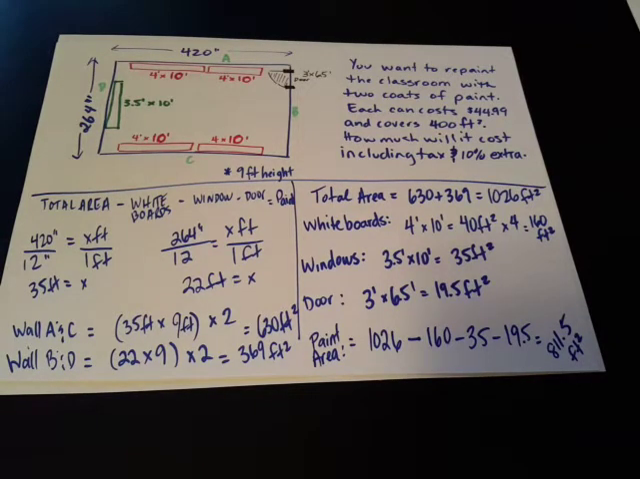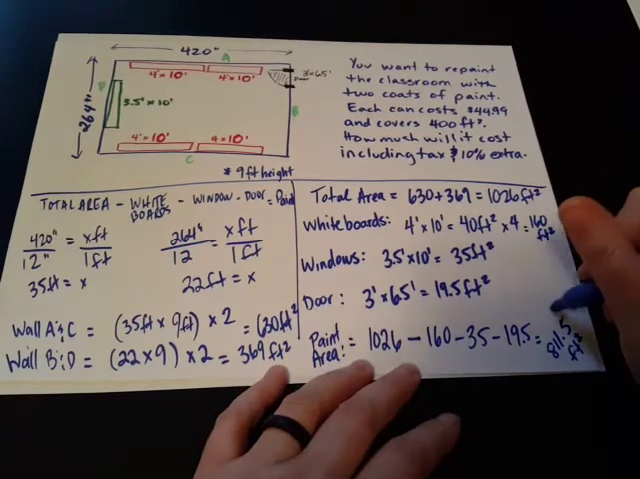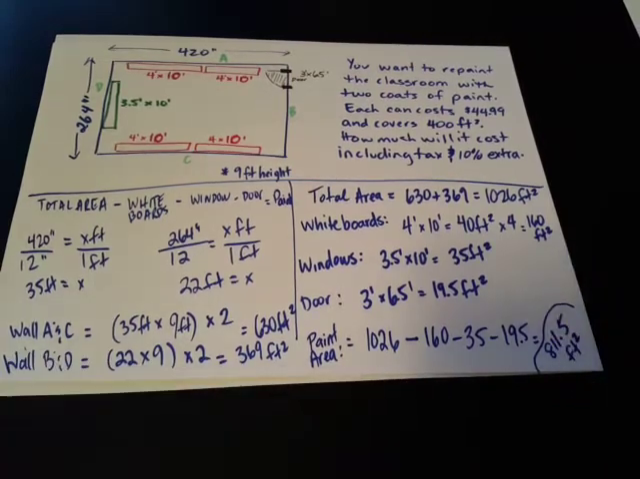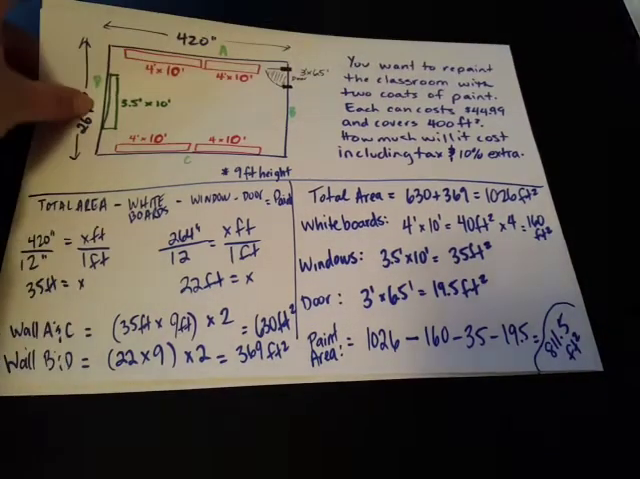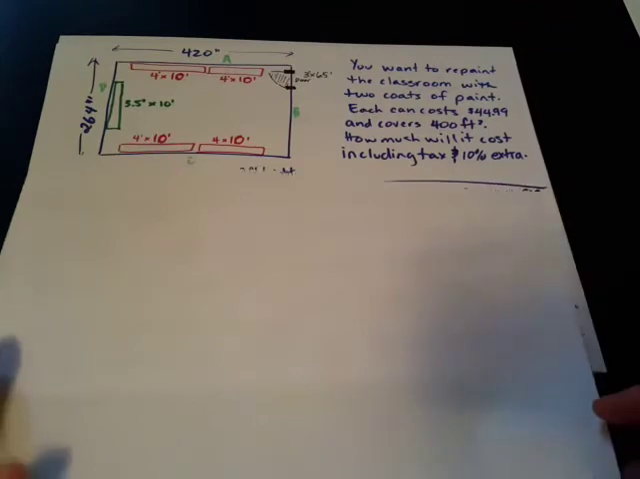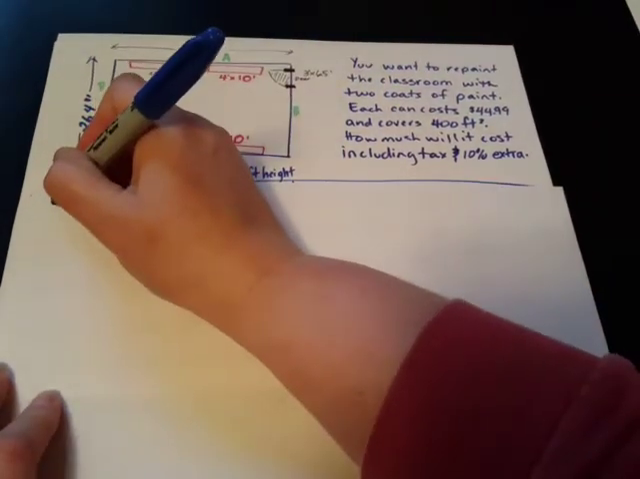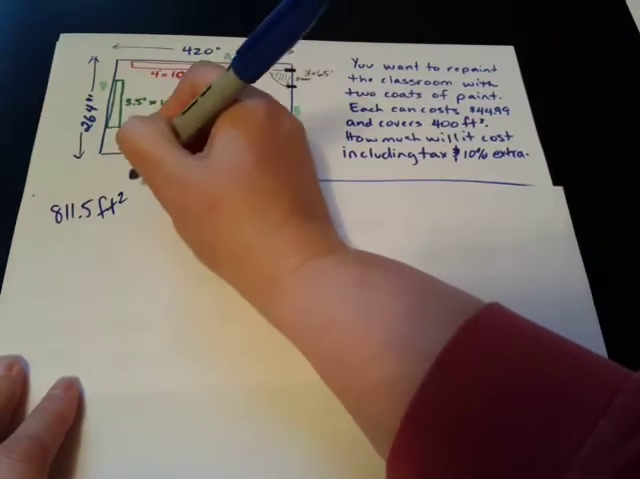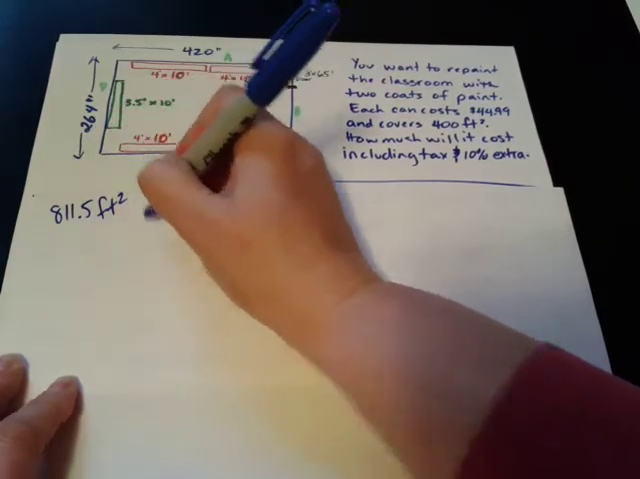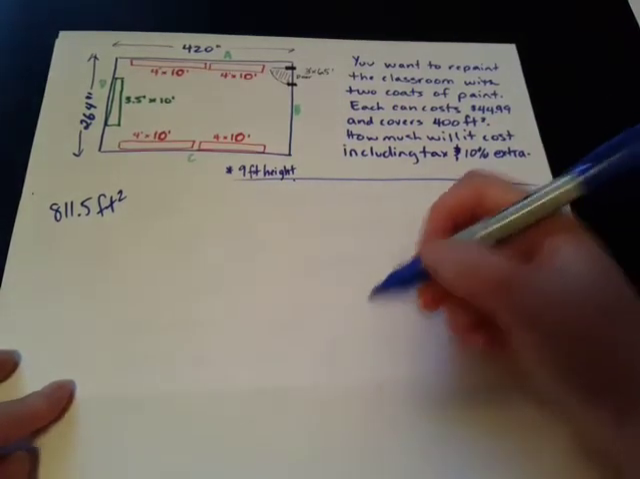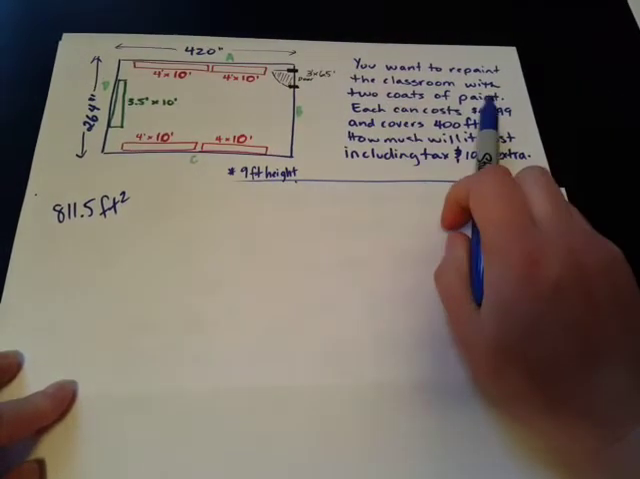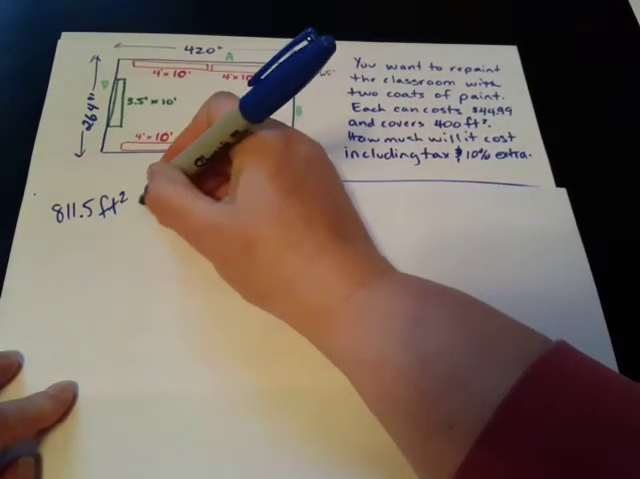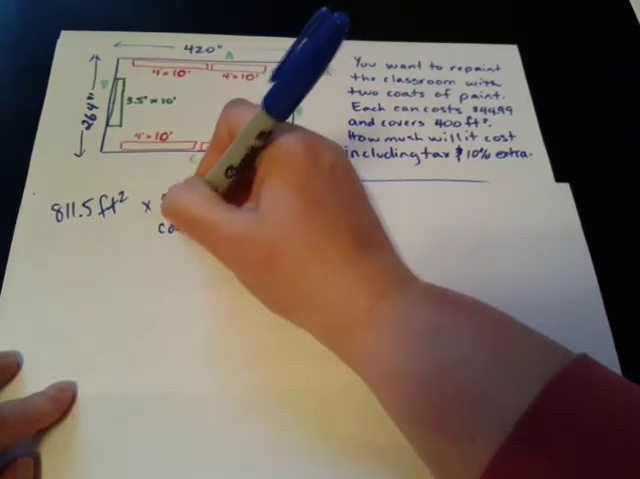So the amount of space that we need to paint is 811.5 square feet. I'm just going to move this guy over here. And in the question, it talks about us doing 2 coats of paint. So let's take that area and times that by 2 for the 2 coats.